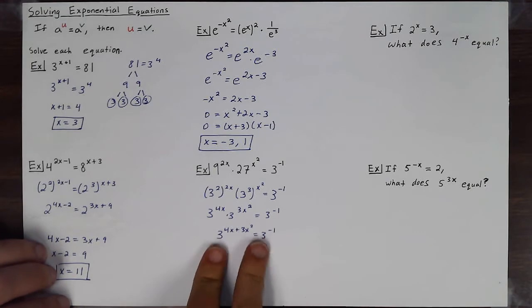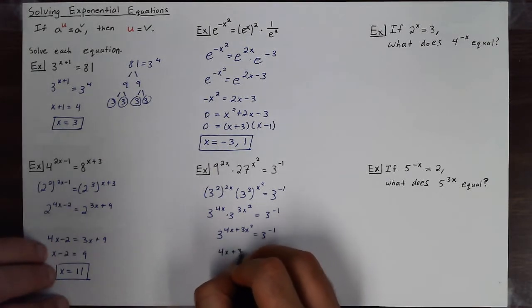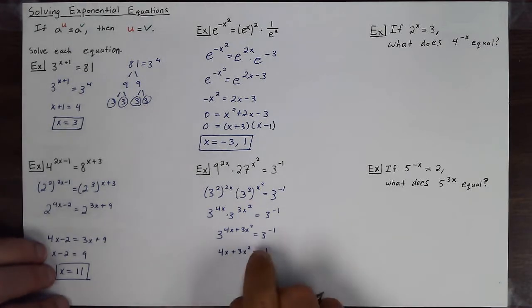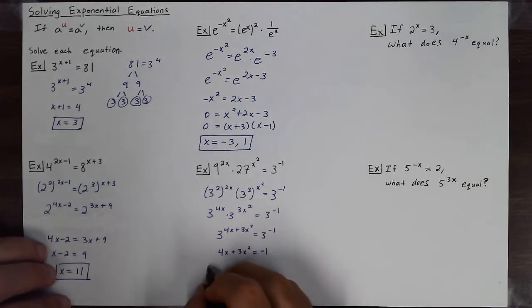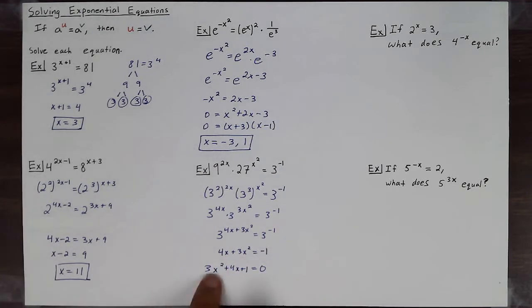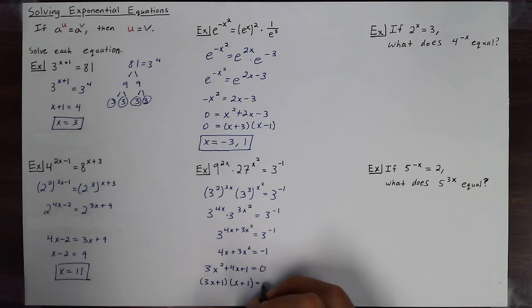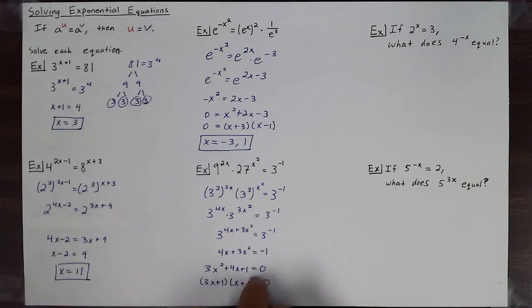And now that I have a similar base on each side of my equation, I can set 4x plus 3x squared equals negative 1. I can add 1 to the left and rearrange my terms to put it in standard form. So I have 3x squared plus 4x and then plus 1. And now I need to factor this quadratic, which can factor into 3x plus 1 times x plus 1. And then I can set each of these factors equal to 0 to give me the two solutions of negative 1/3 and negative 1.